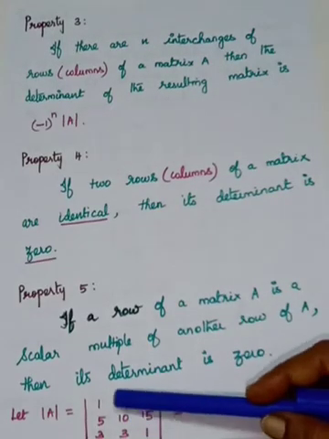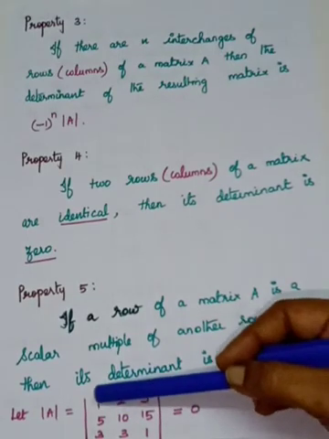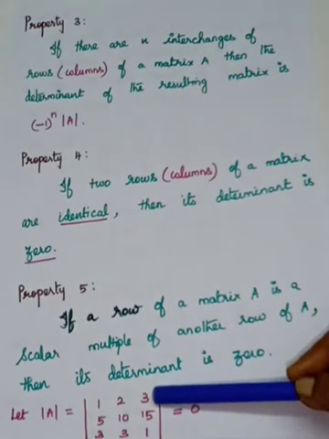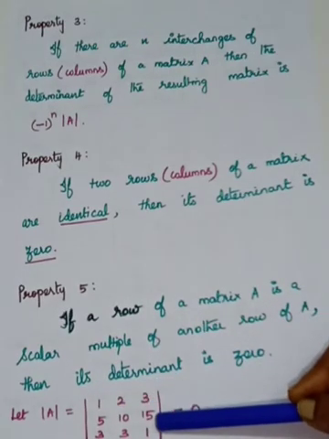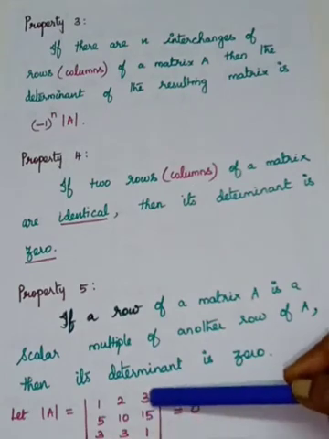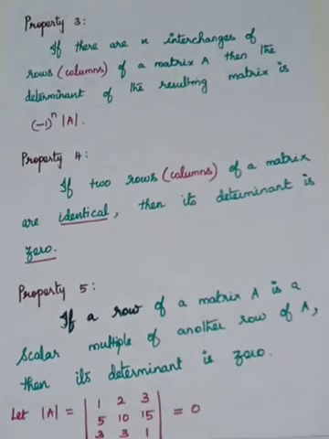Here you see 1, 2, 3; if you multiply the first row elements by the scalar 5, it is 5, 10, 15. That is the second row. Okay. So these two rows we can say they are proportional. So one row is a scalar multiple of another row. We can say those two are proportional.